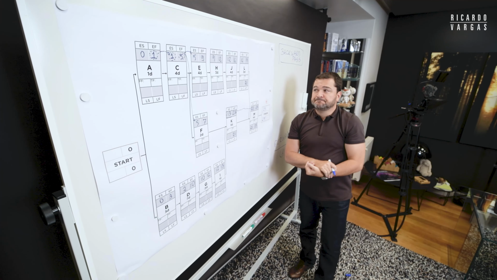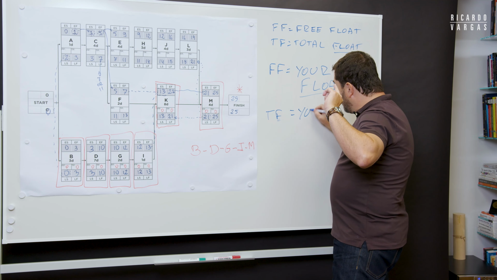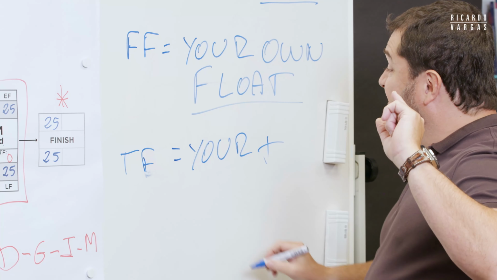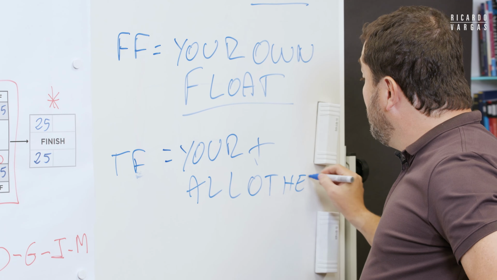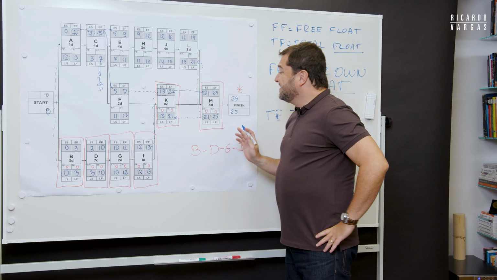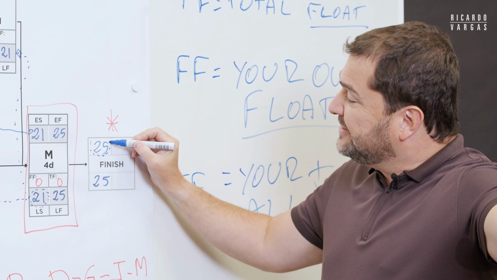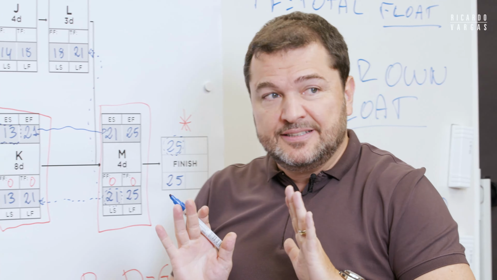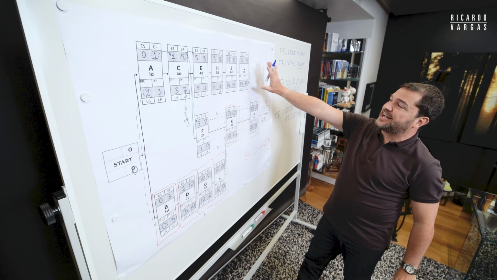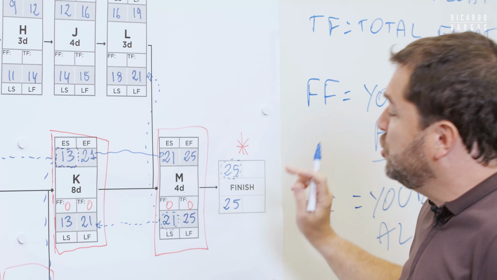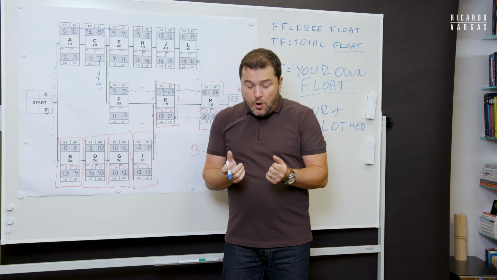What is the total float? The total float is your float plus all other float that you may find in front of you, with only one restriction: you cannot delay the project. You can damage and create challenges for every single task down the road, but you cannot change this date.